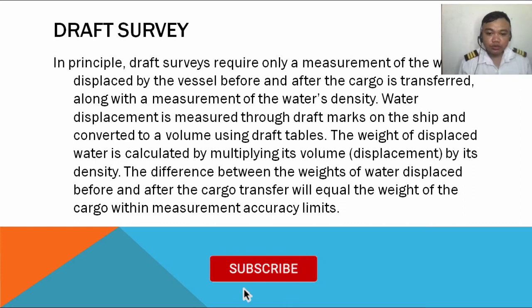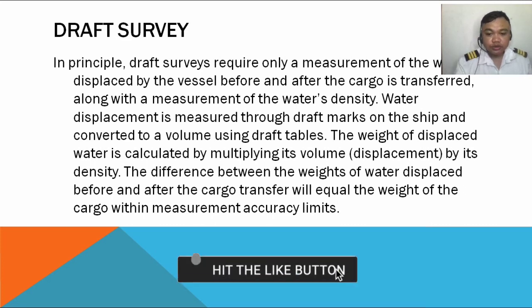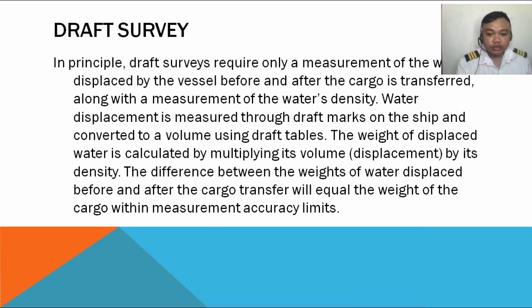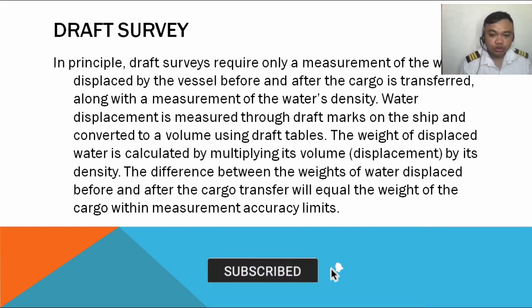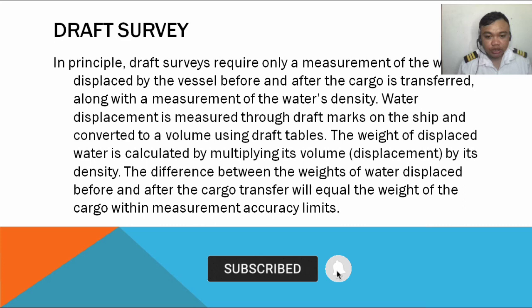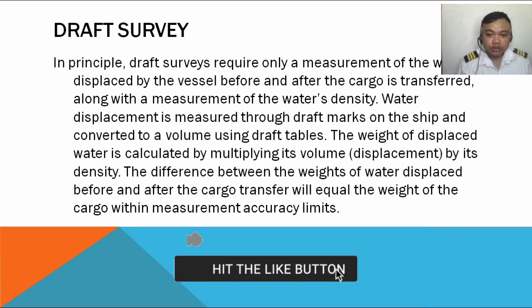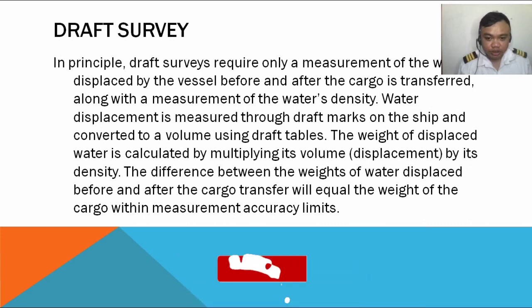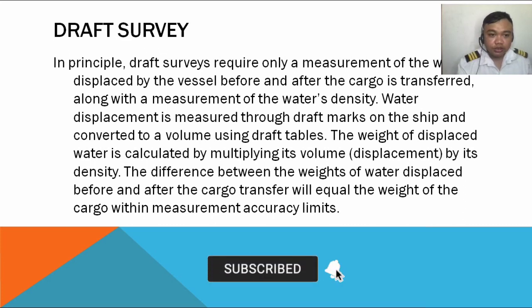The difference between the weights of water displaced before and after the cargo has been transferred will be equal to the weight of the cargo within measurement accuracy limits. Which means that if we have two surveys, the initial and the final survey, if we subtract the initial displacement from the final displacement, then we can attain the weight of the cargo.